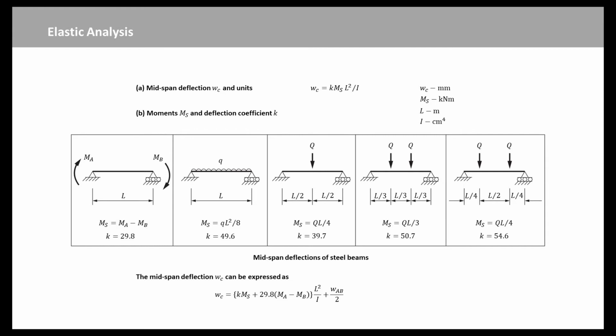In this equation, the deflections Wc and Wab are expressed in millimeters. The moments Ms, Ma, Mb are in kilonewton meters. The span L is in meters, and the second moment of area I is in centimeters to the power 4. Expressions for the simple beam moments Ms and the values of the coefficients K are given in this figure for a number of loading distributions. These can be combined together to find the central deflections caused by many other loading distributions.